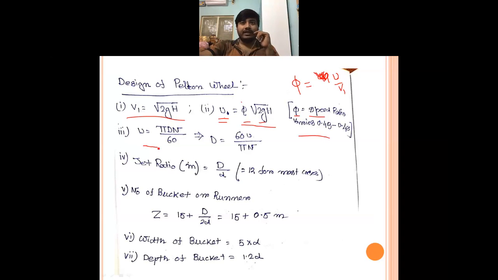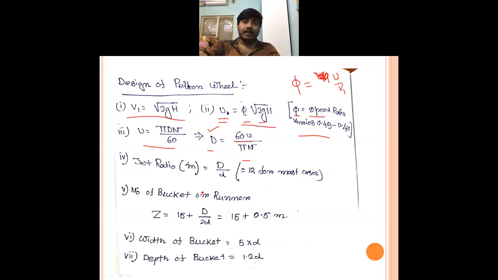Now u is equal to pi dn by 60, already I have told, but the meaning of writing this equation is that we have to find d, that is, the diameter of the wheel. So d is equal to 60u by pi into n.